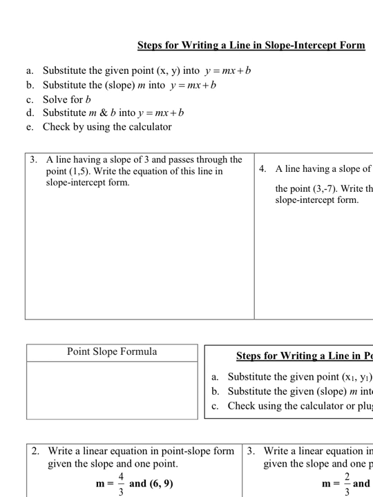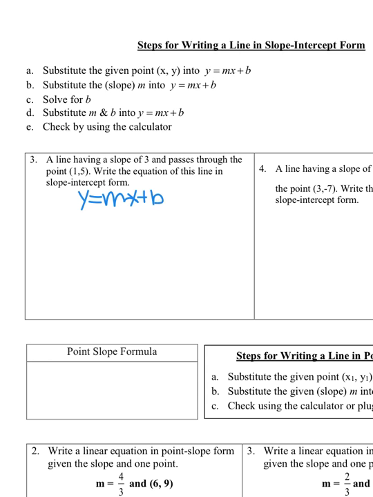So for number 3, we are given a line having a slope of 3 that passes through the point (1, 5). Write the equation of this line in slope-intercept form. So we're given a slope and a point, and we know we're going to plug it into y equals mx plus b, so I'm just going to rewrite my equation here.